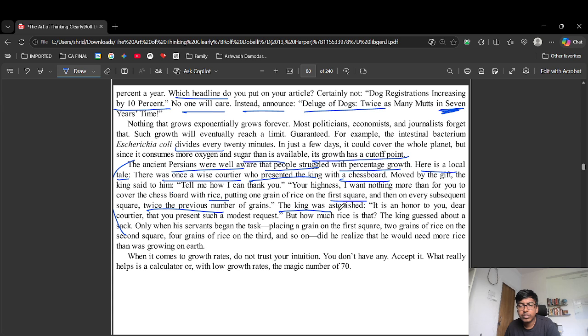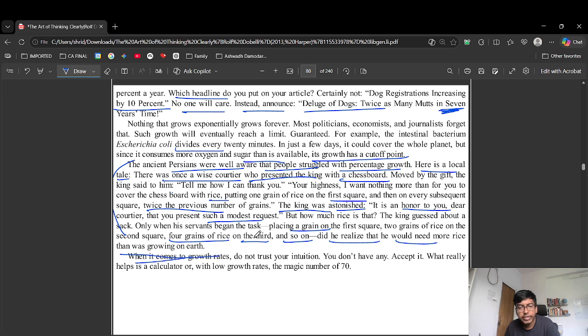The king was astonished. "It is an honor to you, dear courtier, that you present such a modest request. But how much rice is that?" The king guessed about a sack. Only when his servants began the task, placing a grain on the first square, 2 grains of rice on the second square, 4 grains of rice on the third, and so on, did he realize that he would need more rice than was growing on earth.